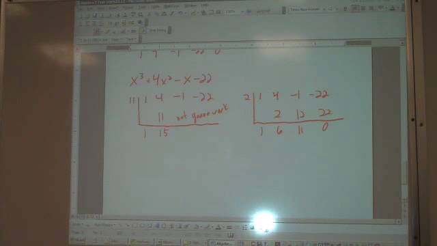Okay, so now from this, x minus 2 is a factor. And now what we're left with is to factor x squared plus 6x plus 11. Now, x squared plus 6x plus 11, is that going to factor any further? Anything multiply to 11 and add to 6? No. We could get solutions with the quadratic formula.